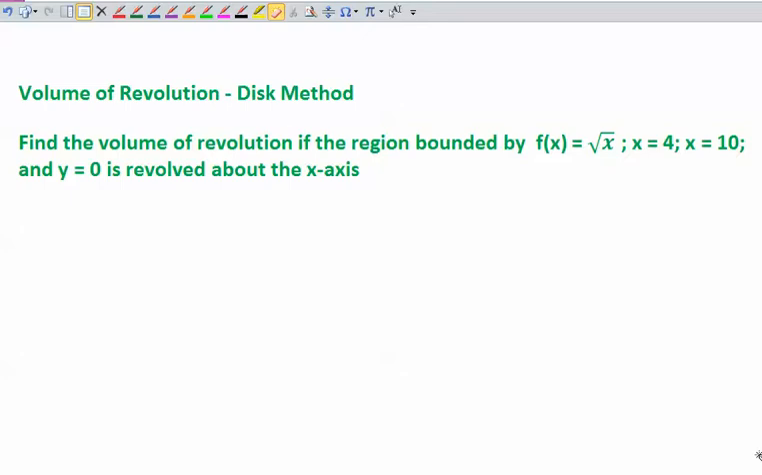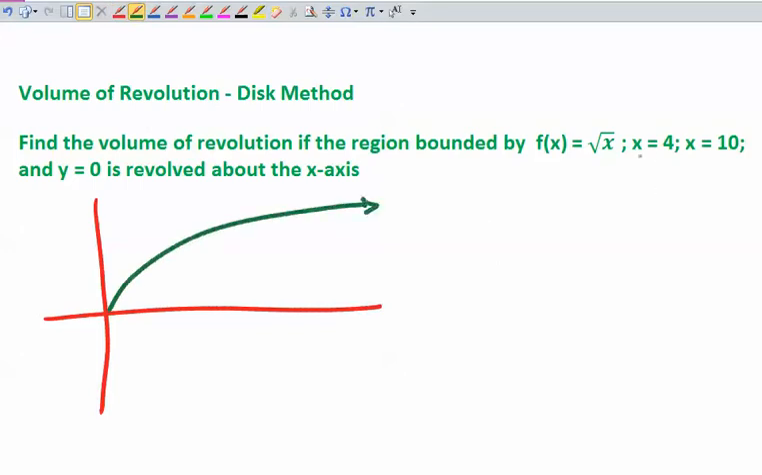Let's take a look at a problem regarding a volume of revolution. In your homework, each time you see the problem, you will not be able to set up your integral to solve unless you have a good visual picture of what's happening. So we certainly know our square root function. And we've got a boundary also at x equals 4. That's a vertical line. And a third boundary at x equals 10.